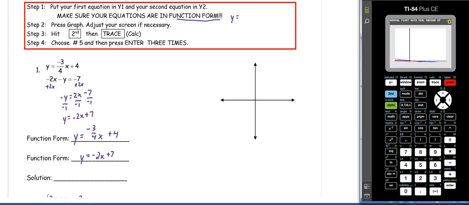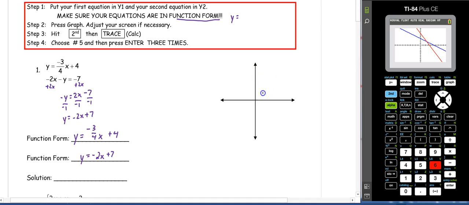Now in this case, notice that my graph window is a little messed up, so I'm going to hit zoom 6 to reset my window. So now I have my two lines intersecting. I'm going to draw a little picture to sketch what my graph looks like. Remember, it doesn't have to be perfect. You should just have the intersection in the correct quadrant. Now I have my intersection point, and I need to find what that point is.